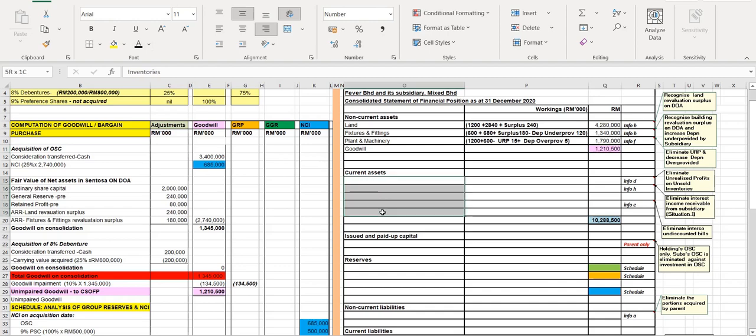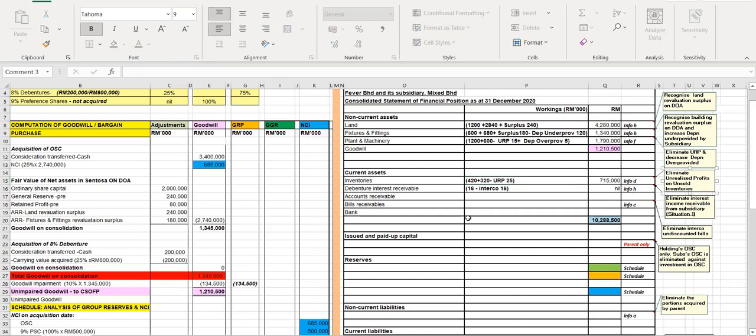Next is the current asset. So the current asset, remember I've mentioned that debenture interest receivable will have to be eliminated. So you can see that I deduct the intercompany debenture interest, so there was no figure there. Inventories, you need to go and adjust with the unrealized profit. You can check the notes that I put here, all these little notes here. It can be worth an explanation to you. You can read this later.